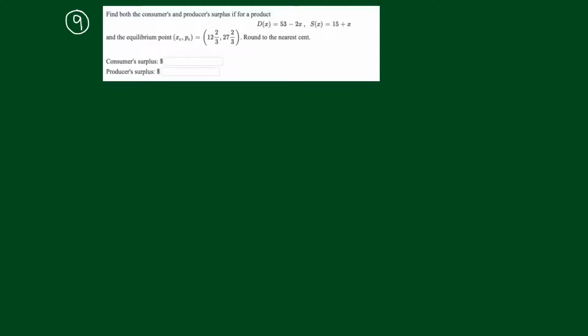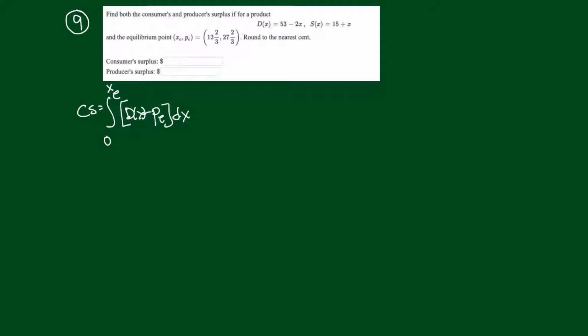Now we're asked to find both the consumer surplus and the producer surplus, given the demand function and the supply function and the equilibrium point. This is just looking at the defining integrals and evaluating. First of all, we know that the consumer surplus is given by the integral from 0 to x sub e of the demand function minus the equilibrium price with respect to x.